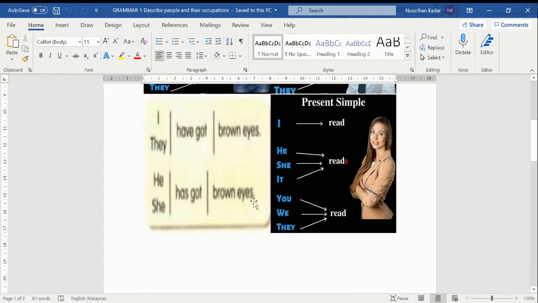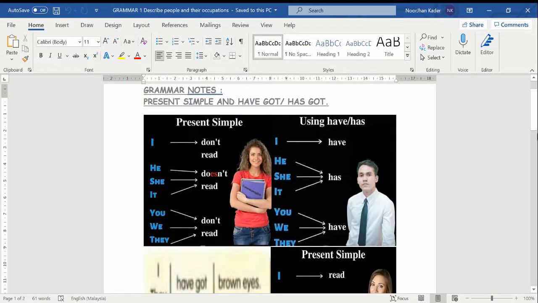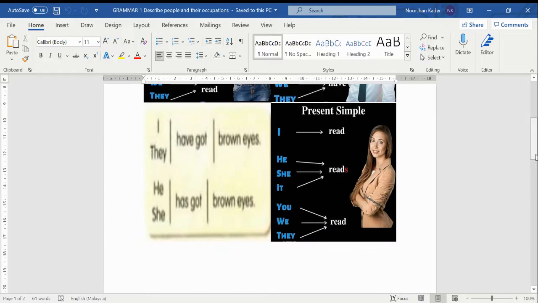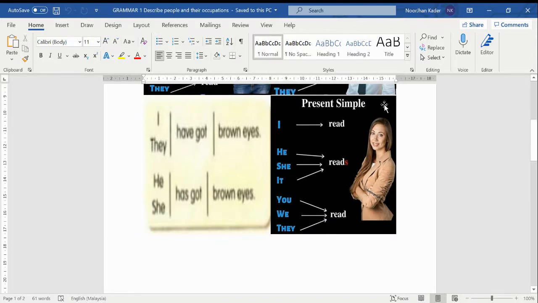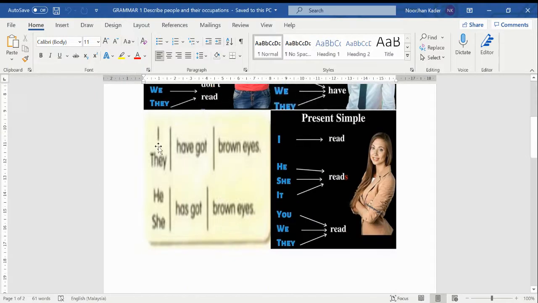And the third one we have got here is have got and has got, the possessive pronouns, which I developed from have and has just now. These three grammar items are actually done more like a flowchart or flow map, and this one is a substitution table. From the substitution table here, we can make sentences.